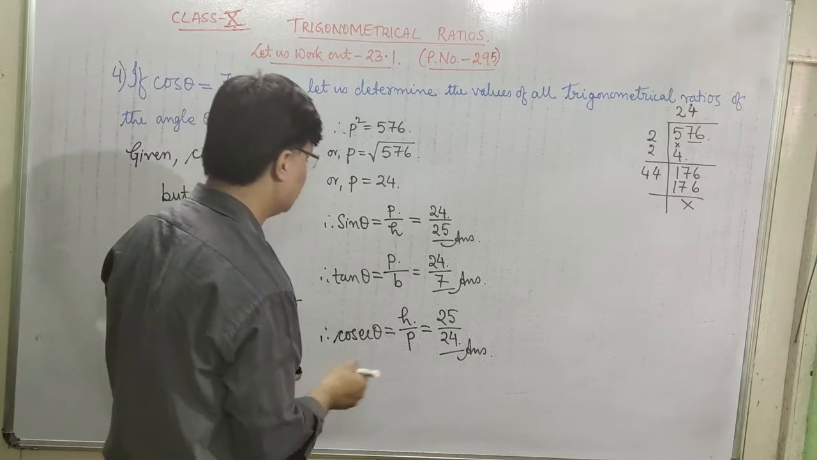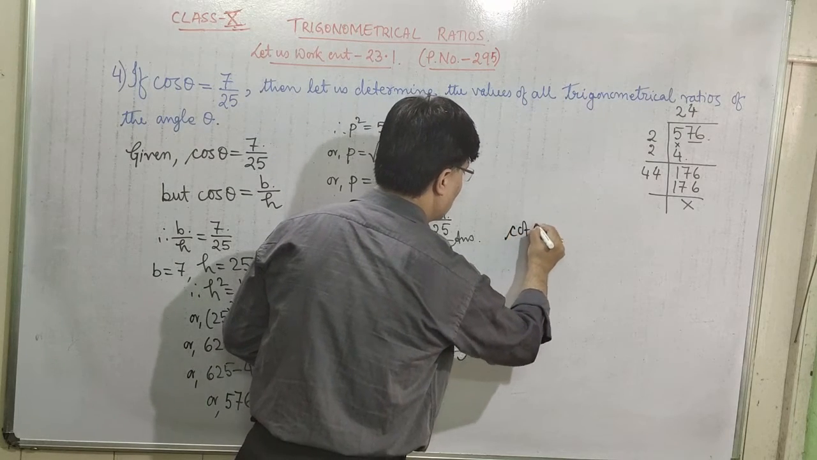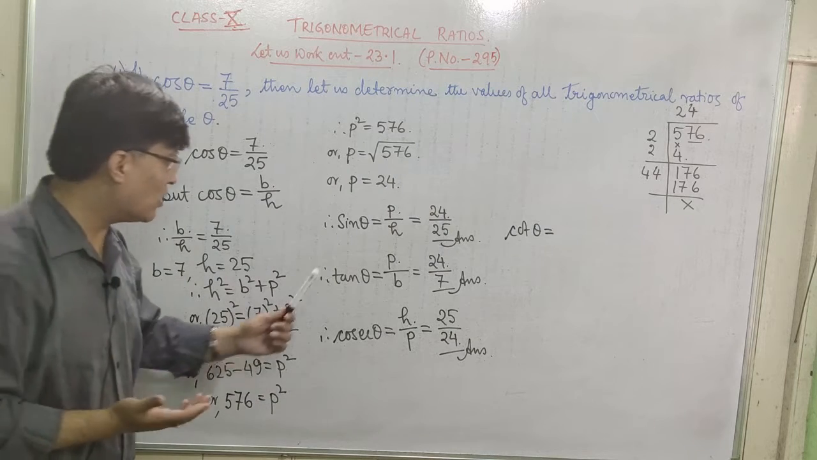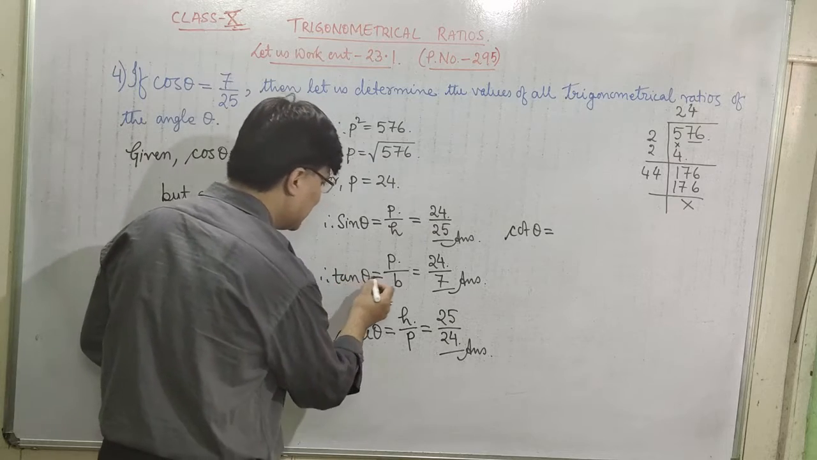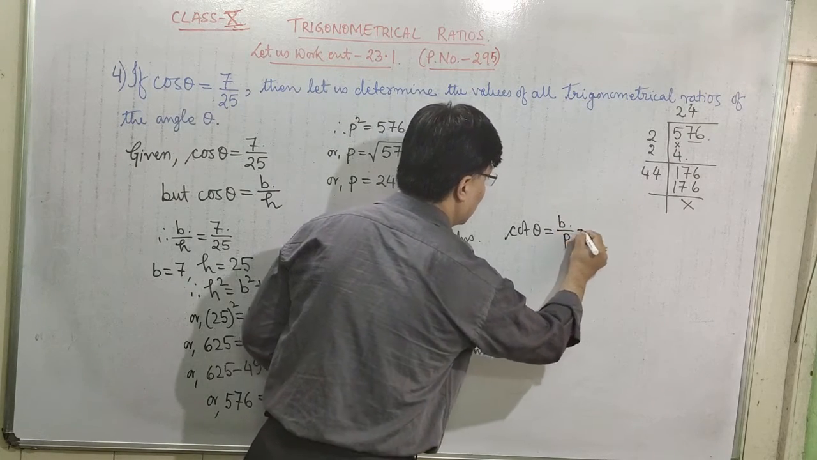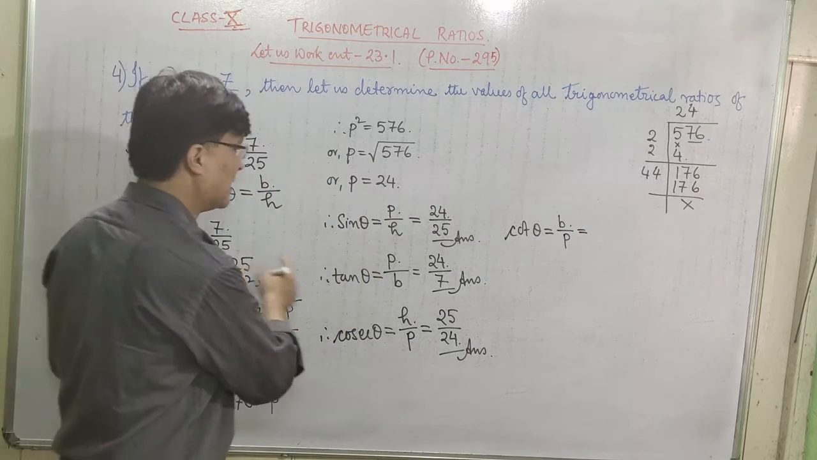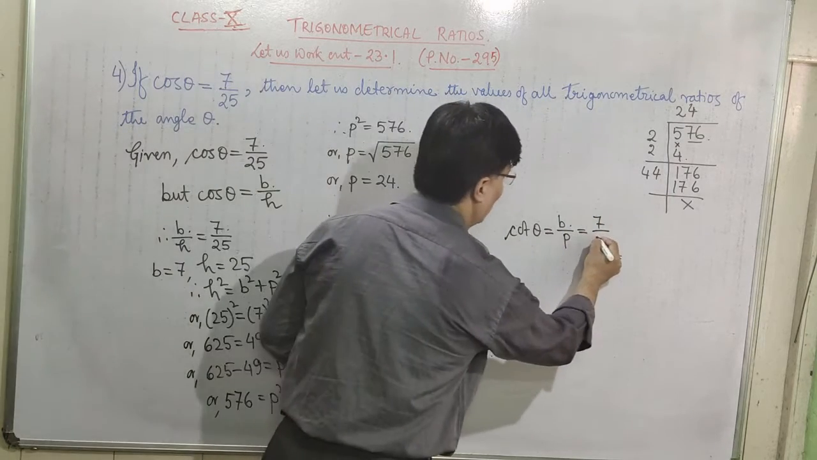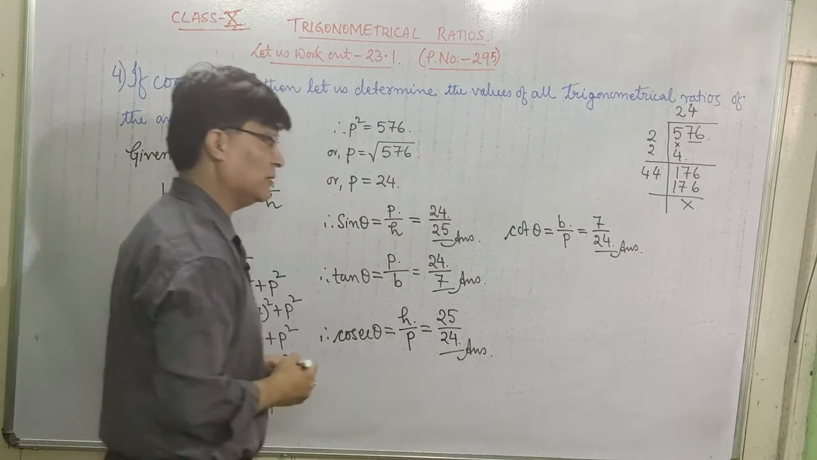Now let us find out cot theta. So what is cot theta? Cot theta is the opposite of tan theta, or the inverse of tan theta. Okay. So if tan theta is equal to p by b, so what is cot theta? It is b by p, which is equal to, what is b out here? B is 7 divided by, what is p? P is 24. So that is the answer.